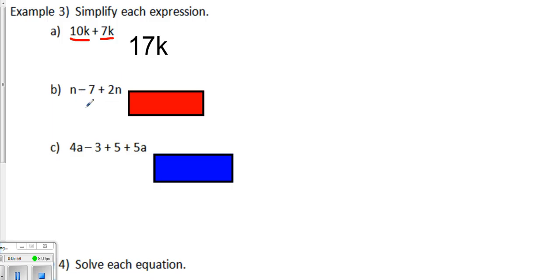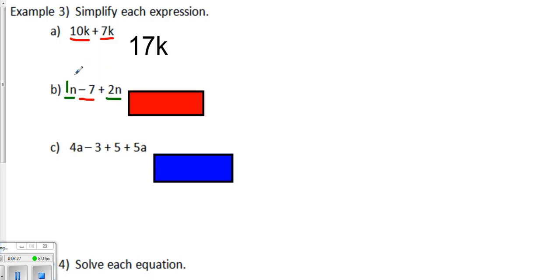For our second example, we have n minus 7 plus 2n. Now here's a number of n's. It's kind of a hidden 1. There is one n here. Here's a number of n's. There are 2 of them. This minus 7 has nothing to do with any n's. This is what's called a constant term because it has no variables. So this minus 7 is left on its own.